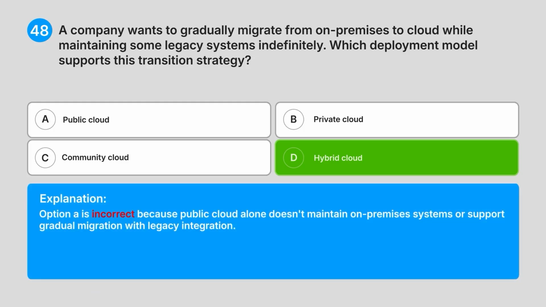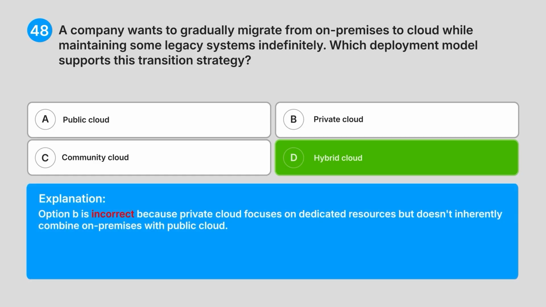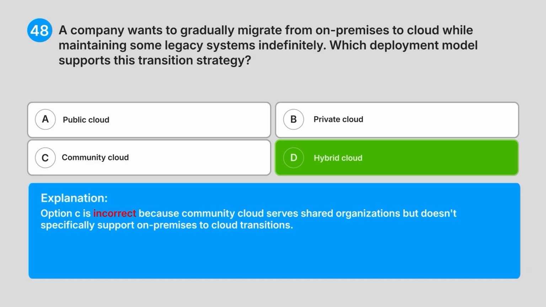Option A is incorrect because public cloud alone doesn't maintain on-premises systems or support gradual migration with legacy integration. Option B is incorrect because private cloud focuses on dedicated resources but doesn't inherently combine on-premises with public cloud. Option C is incorrect because community cloud serves shared organizations but doesn't specifically support on-premises to cloud transitions.